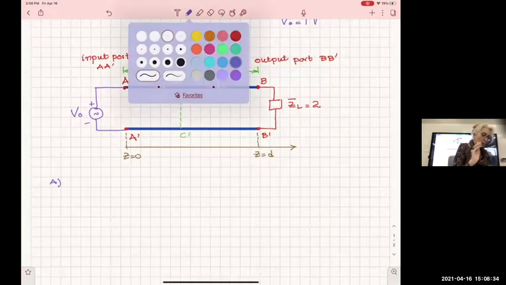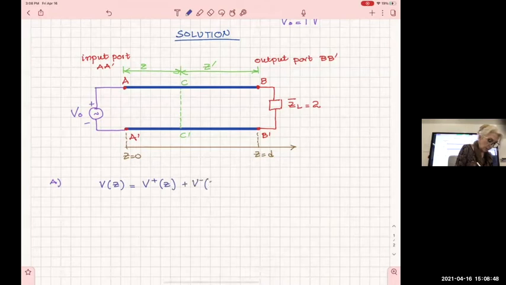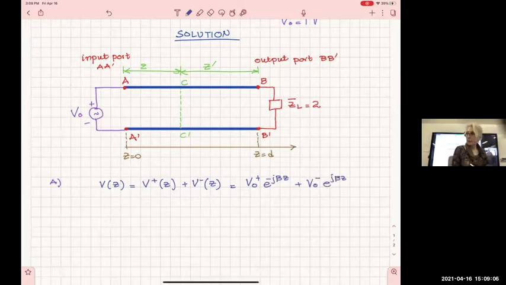What do we know? We write all of the expressions we know about V. We know that V of Z is made out of two parts. V plus of Z, which we call also the incident wave, plus V minus of Z, which we call the reflected wave. And the incident wave is V naught plus e to the minus j beta Z. And the reflected wave is V naught minus e to the j beta Z.